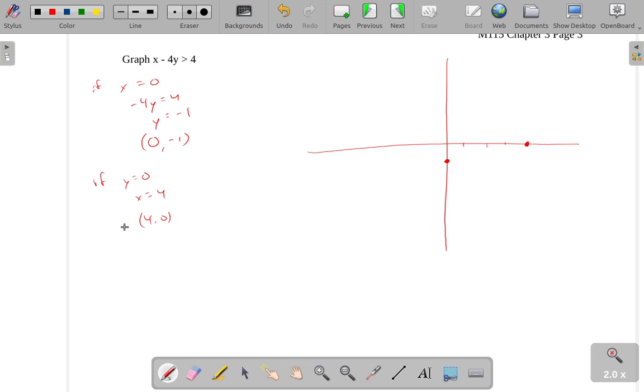I should ask myself, is it a dashed line or a solid line? This is a strict inequality. It's not greater than or equal to, it's just greater than, which means this will be a dashed line. So I'll go ahead and draw in my dashed line here.